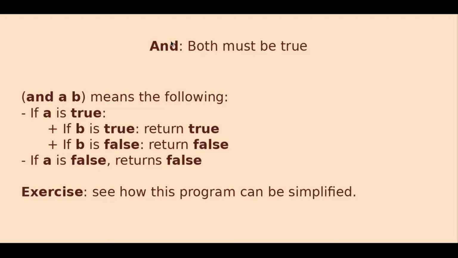First of all, we have the function AND, meaning that both must be true. More specifically, AND A and B means the following. If A is true, then if B is true, we return true, and if B is false, we return false. Otherwise, if A is false, then we return false. As an exercise, see how you can simplify this program. If you want to solve it, you can pause the video because I'm going to show it in the next slide.